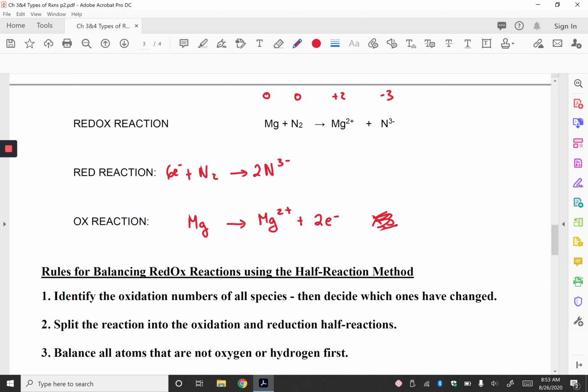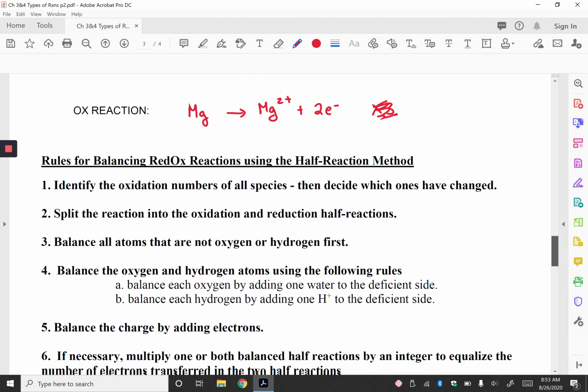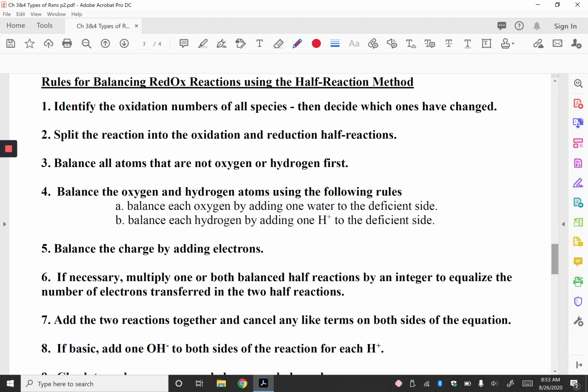If you wanted to know what the oxidizing agent and what the reducing agent is, you'd say, well, the nitrogen got reduced, so that means it's the oxidizing agent. It gained electrons, so it forced something else to lose the electrons. The magnesium got oxidized, and so that means it's the reducing agent. It caused something else to be reduced. Again, that's not on the AP exam, but I want you to be aware of that so that when you go to college, you did not miss out on that.